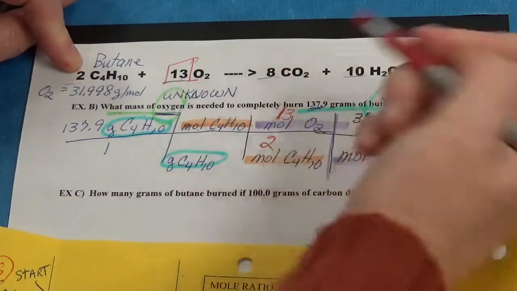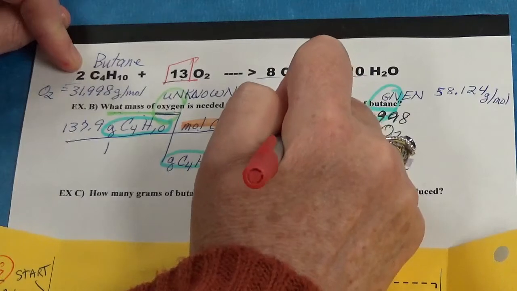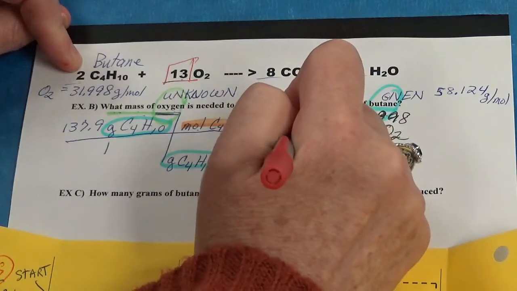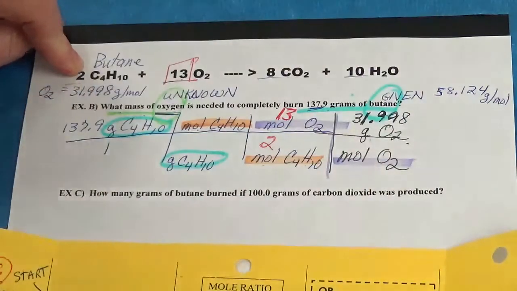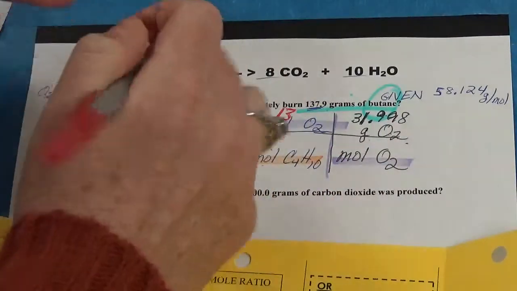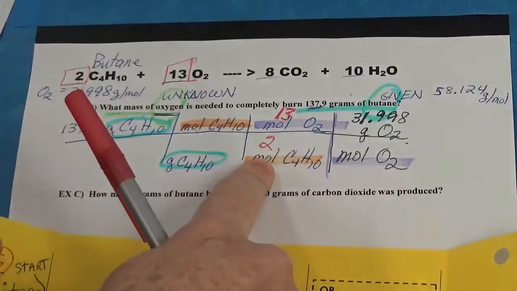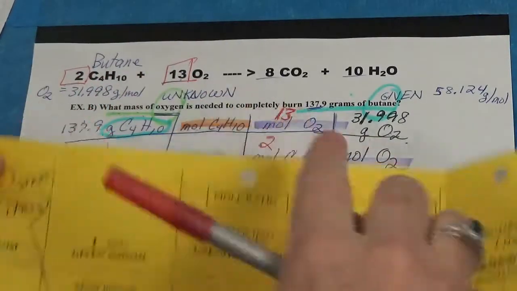If they could have been, I never bother reducing them, but I bet you might reduce them because you're so used to doing it in algebra. That's okay, as long as you do it correctly. All right, so I've got 13 over 2 because that's what the equation tells me to do with oxygen and then with butane. Okay, mole here and mole there.